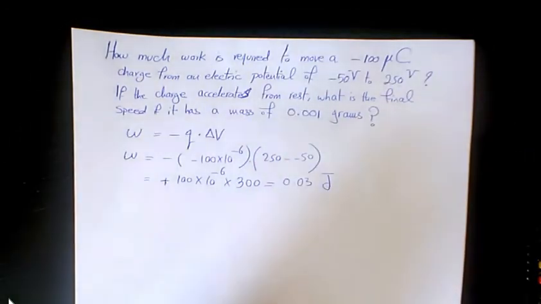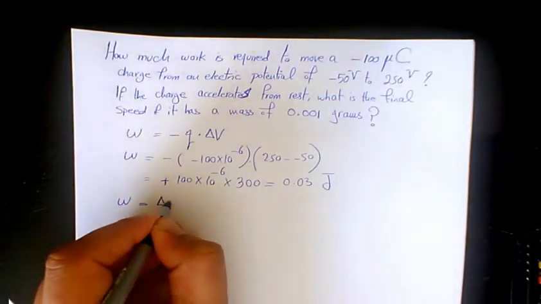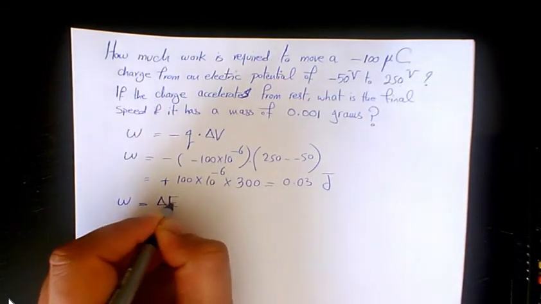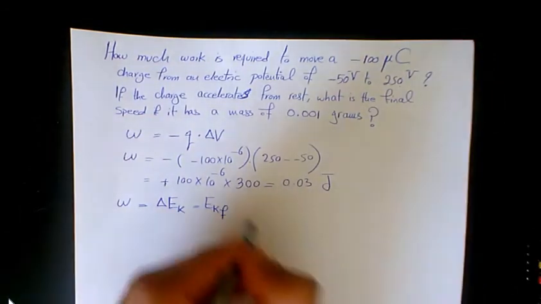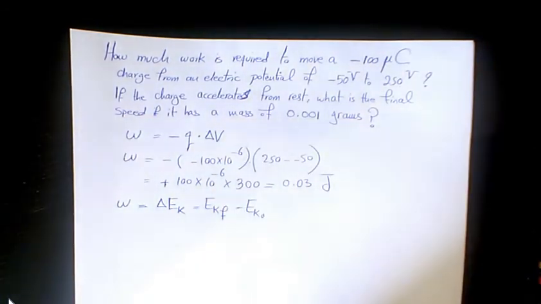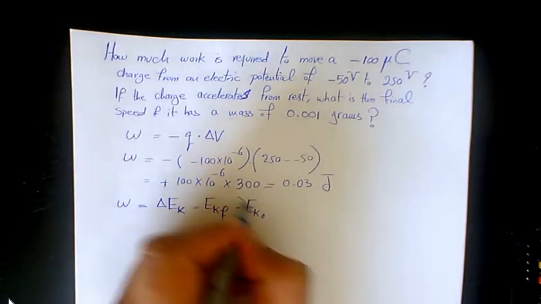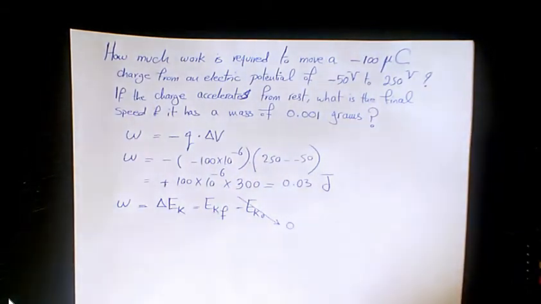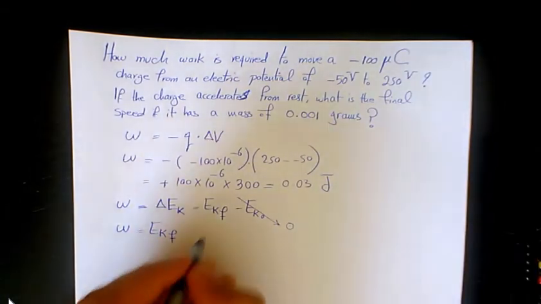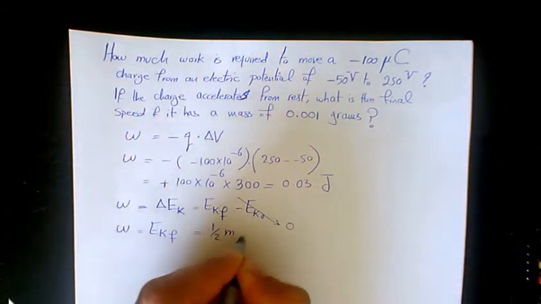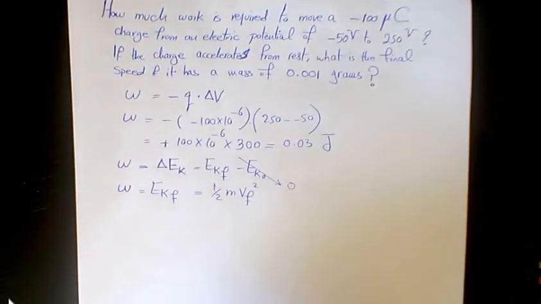Now, in order to find the final velocity, we know W is equal to the change in kinetic energy, which is going to be kinetic energy final minus kinetic energy initial. Since it says the charge starts from rest, it means that the initial kinetic energy was 0. So work equals the final kinetic energy. So kinetic energy is 1 over 2 m times final velocity squared, because we're talking about final kinetic energy.